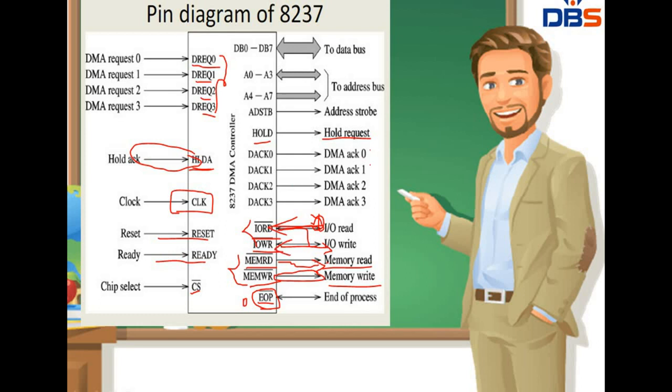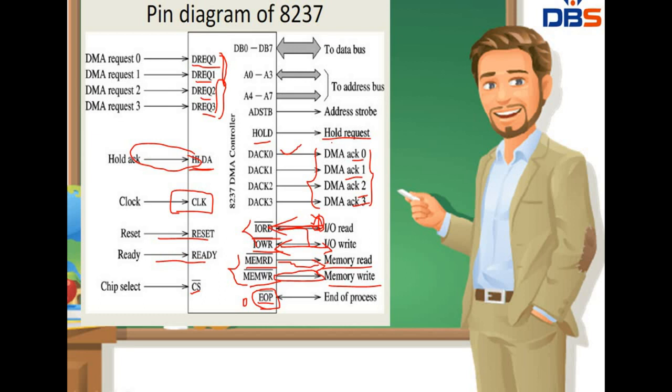So here, as we have sent already, we have sent 4 requests: DMA request 0, DMA request 1, DMA request 2 and DMA request 3. That means we have sent a request for 4 channels, and after the identification of the request from the microprocessor, it sends an acknowledgement, that is DMA acknowledgement 0, 1, 2, 3. That means if it is set, then we can use channel 0.